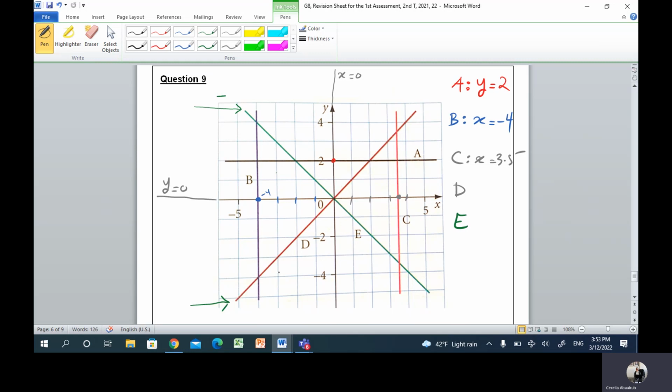Now, let's go to the lines that have a gradient, and let's start with line D. We know that the gradient is going to be positive. Where is it passing on the y-axis? Because remember, the equation of any straight line is y is equal to mx plus c. It's passing through 0, 0, so that's why c is going to be 0. So I just need to find the gradient. And in order to find the gradient, you can take any point on the line that has a clear intersection with the grid of the coordinate plane.